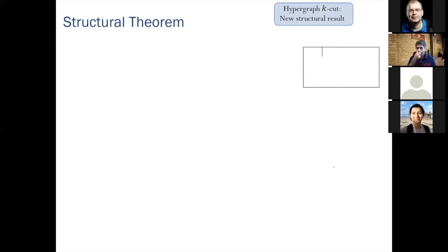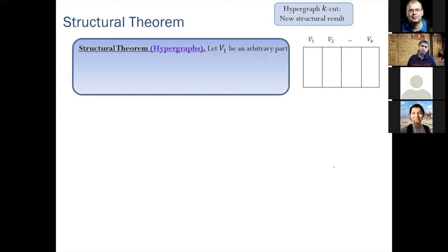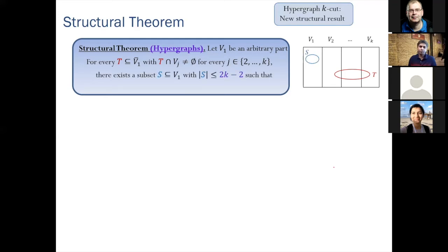Okay, here is our structural result. Again, look at the optimum K partition, V1 through Vk. We assume that it is unique, focus on it. Now let's focus on an arbitrary part of the optimum K partition. Let V1 be an arbitrary part. Now we show that for every subset T that is disjoint from V1 and intersecting each of V2 through Vk, there is a subset S inside V1 of small size, of size at most 2k minus 2, such that the minimum ST cut is V1, V1 bar.